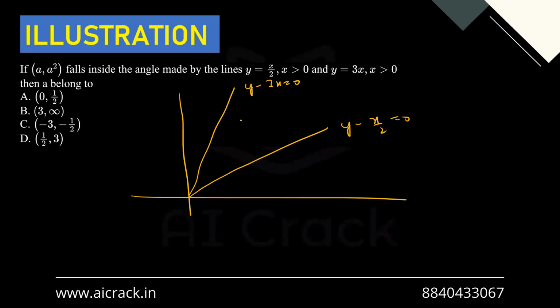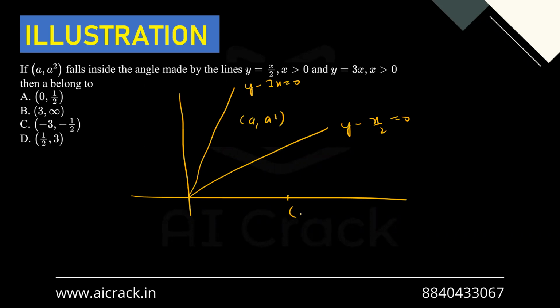Now, the given condition is that (a, a²) is lying between the angle made by these two lines. It's not going outside, it's coming inside this particular zone, right? Now, how to solve this? What we understood in the theory was finding the position of a point with respect to one single line. But over here we have been given two lines. So, how to solve this particular question?